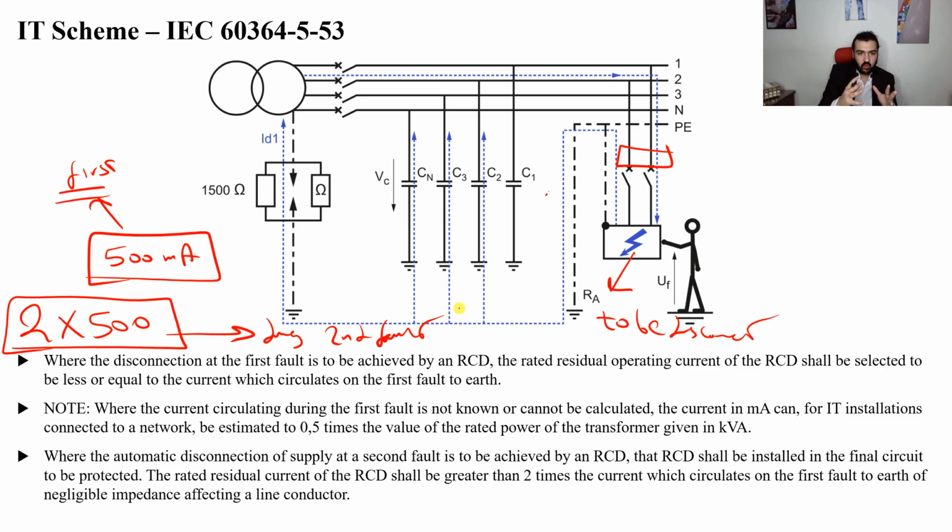So I hope you now understand the effect of leakage capacitance in the IT scheme and how it affects the operation of RCDs, and that I have to take them into consideration. In the next one, I'm going to talk about the detection method, a very easy and quick video, and then we are going to go to the second fault, which will be a long video.